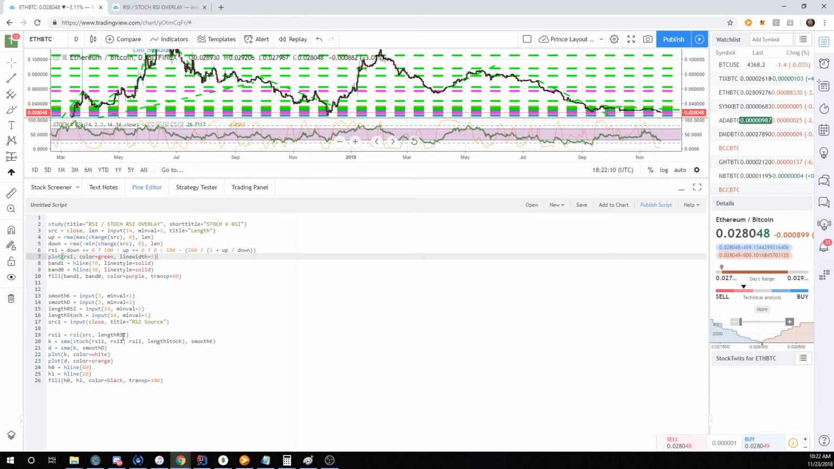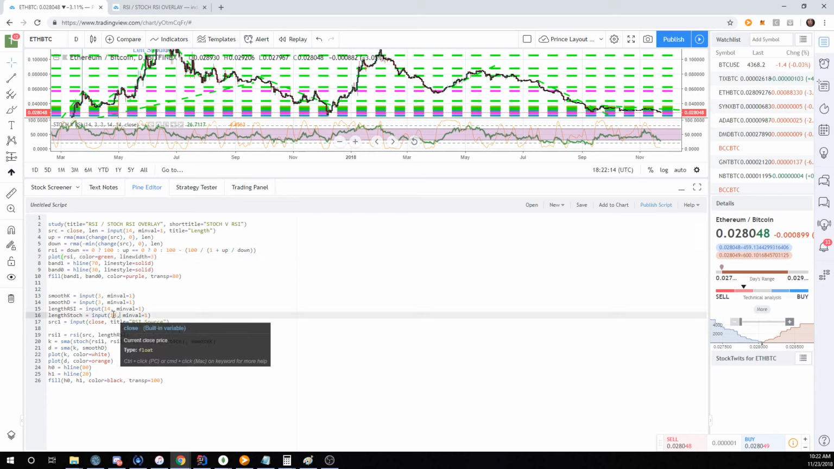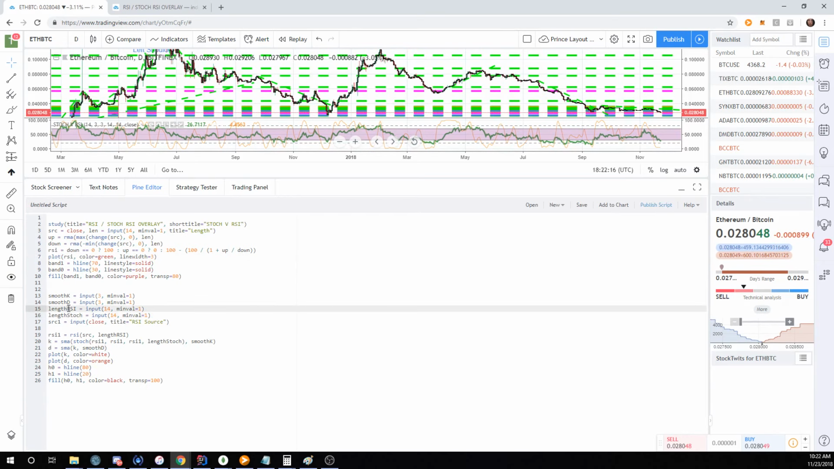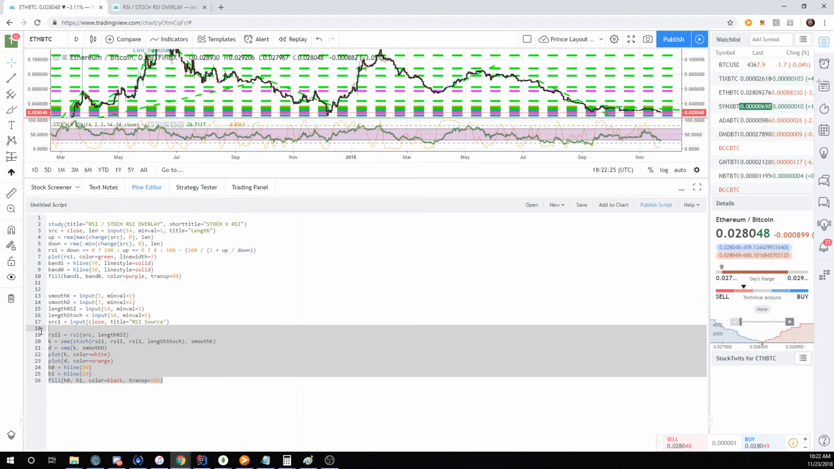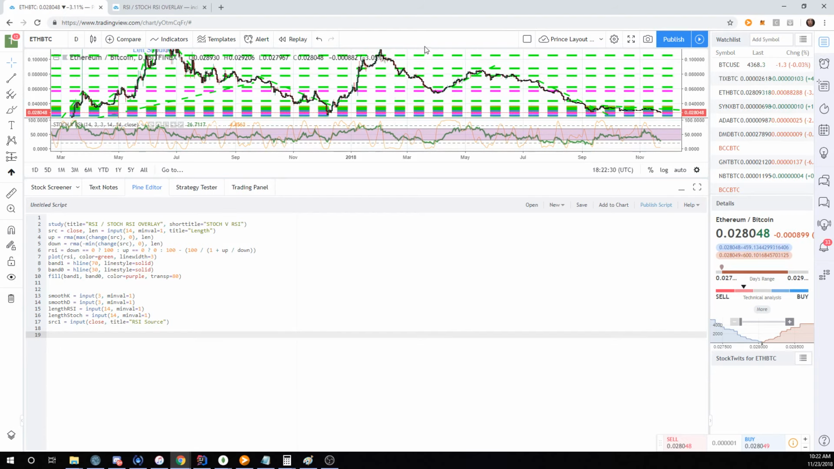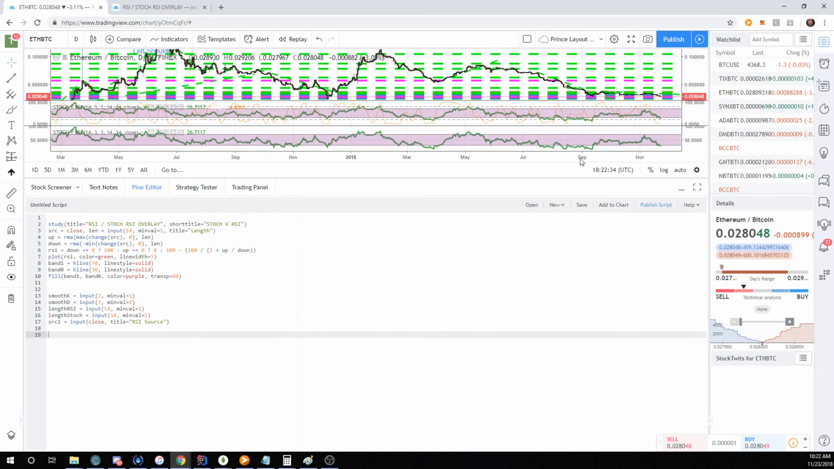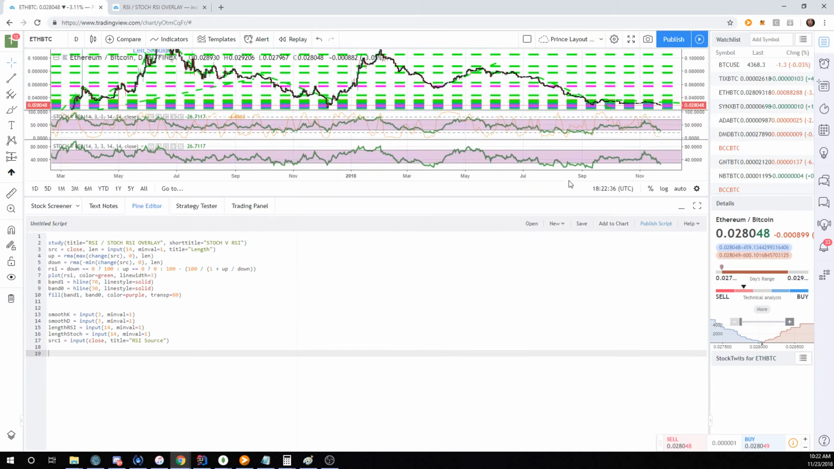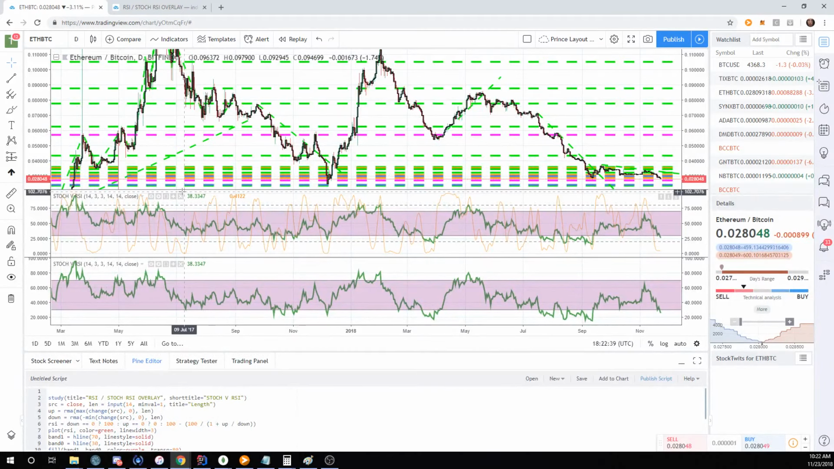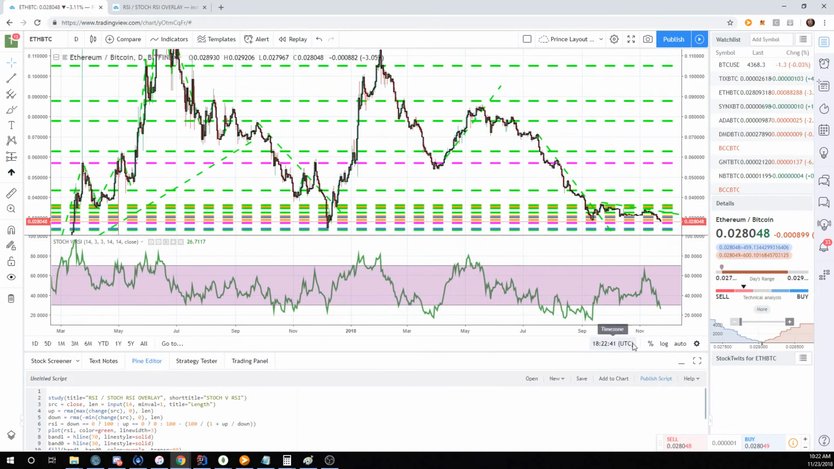And then these are additional inputs that we can do. The 14 right here, the length of it. And there's your RSI right there, right? So then this is probably some additional indicator that we're seeing here. We can get rid of that. What happens when we do that? There we go. Yeah, we get rid of the weird oscillator that's happening there. Okay. So there's your RSI.